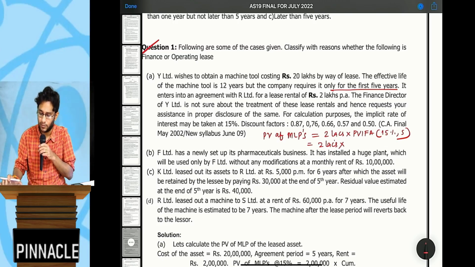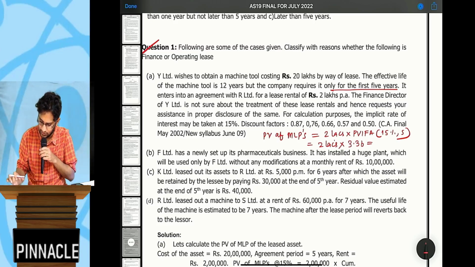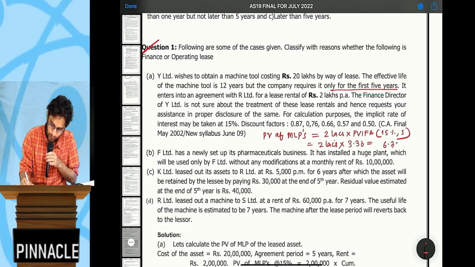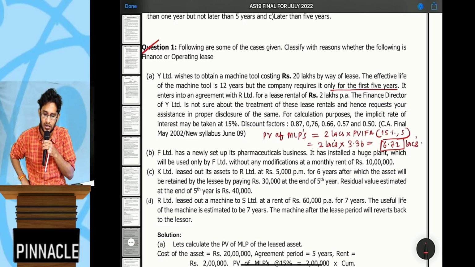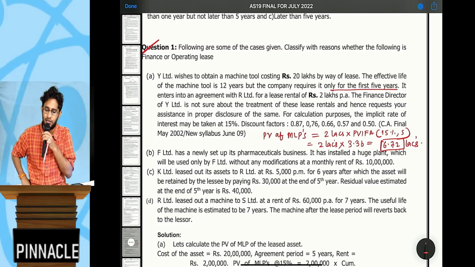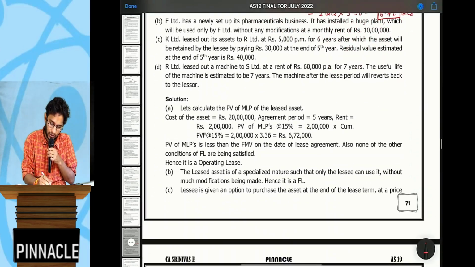Anyway, sum total all the PV factors: 0.87 plus 0.76 plus 0.66 plus 0.57 plus 0.50, that comes to 3.36. So 3.36 into 2 is 6.72 lakhs. Ask yourself, is 6.72 lakhs representing substantially the fair value of the asset today? What is the fair value of the asset, sir? 20 lakhs. 6.72 is hardly some 35%. Yeah, out. Not a finance lease. It's a clear-cut case of an operating lease.